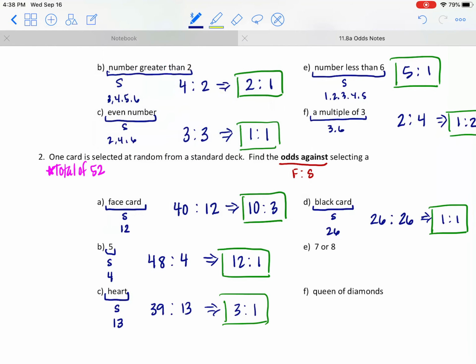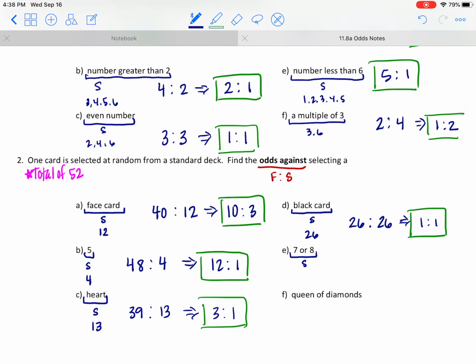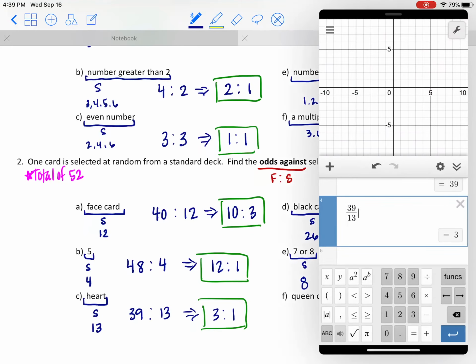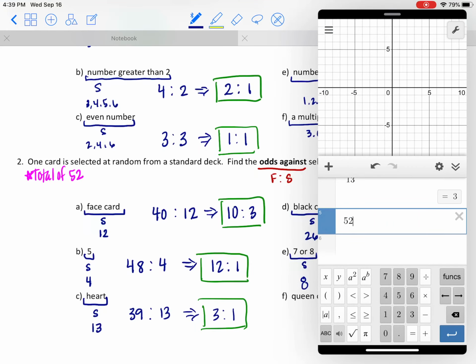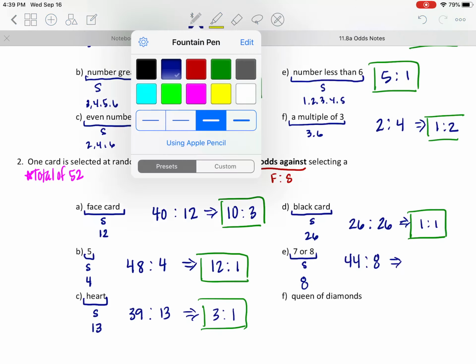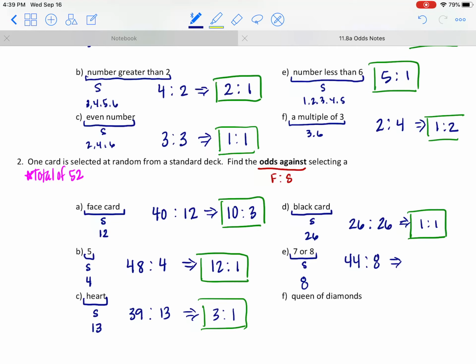Okay, and then how about a 7 or an 8? If it's a 7 or 8, if that's a success, there are 4 7s, there are also 4 8s. That means there's 8 total successes here. So if we have 8 successes, then the rest are going to be failures. So 52 cards minus the 8 successes would leave us 44. And 44 to 8 is going to reduce to 11 to 2 odds against rolling a 7 or an 8.